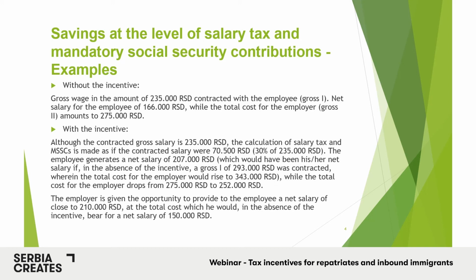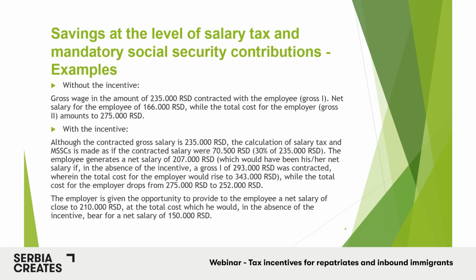The total cost for the employer, because a part of the mandatory social security contributions are paid at the cost of the employer, so they are not withheld from the gross salary but are paid at the expense of the employer, what we call gross two, would amount to 275,000. So providing your employee with a net salary of 166,000 dinars would cost you as the employer 275,000.